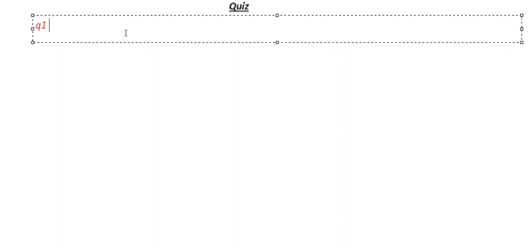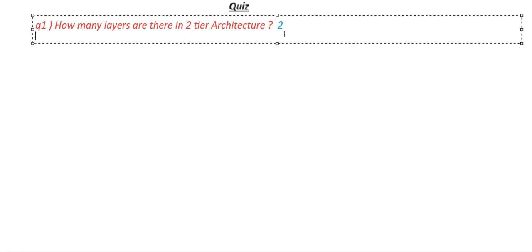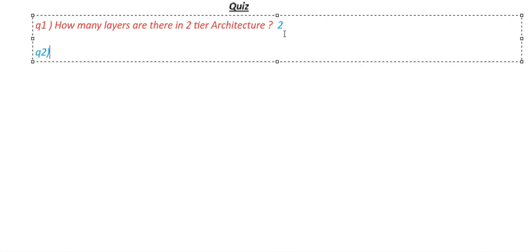Now, the first question. How many layers are there in two-tier architecture? I hope you have already written the answer. The answer is 2.